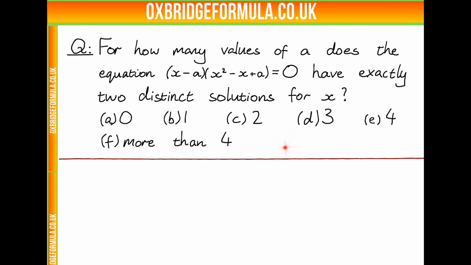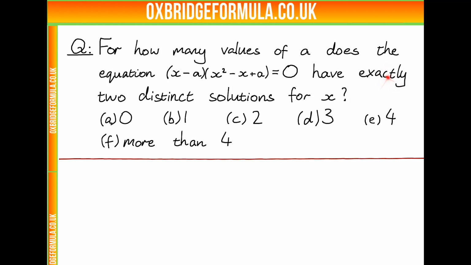Pause the video here and have a go at answering this question for yourself. Okay, well, if we look at the left-hand side, we can see that the solutions for x will be x equals a, because that makes this bracket equal to 0, and also the solutions to the quadratic equation x squared minus x plus a equals 0.